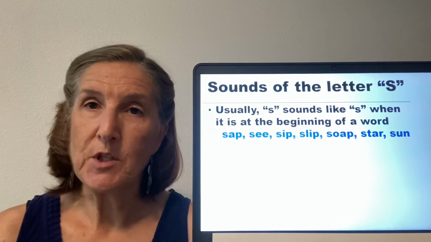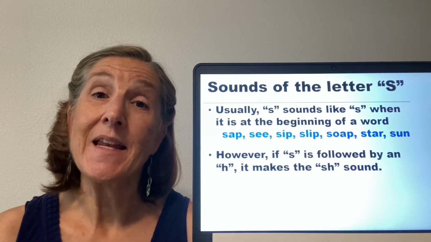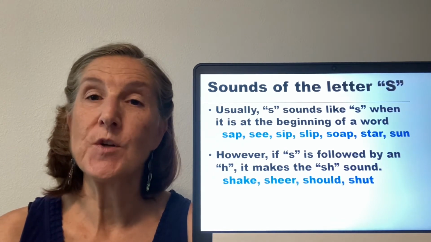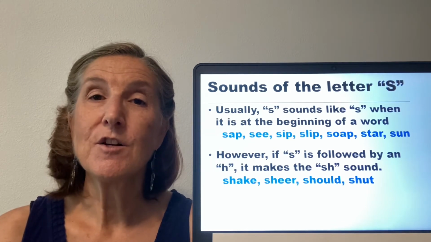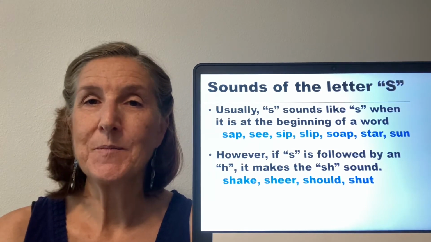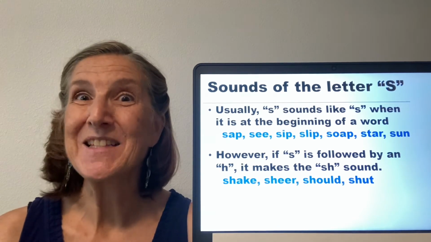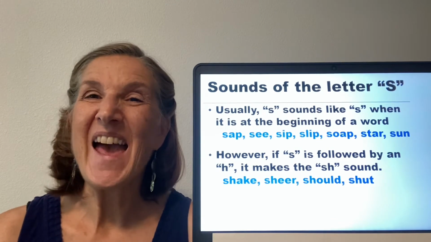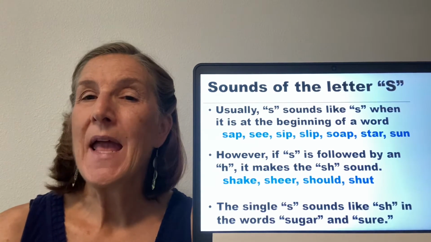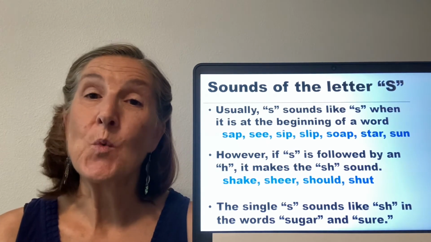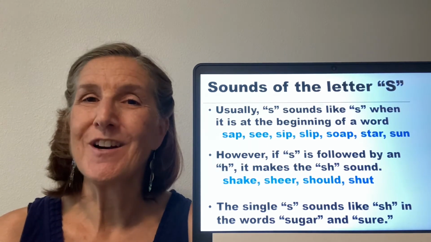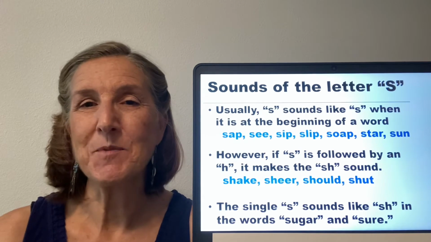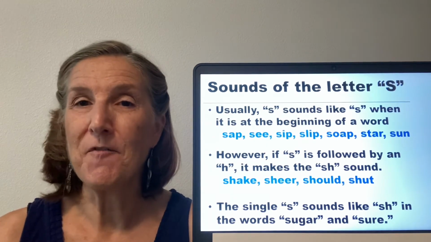There is an exception. If the S is followed by an H, then we make the sh sound, as in the words shake, shear, should, and shut. We've already talked about exceptions in the English language, and there is an exception to this S sounding like S. If the single S is in the words sugar or sure, it will sound like that SH. But those are the only two exceptions, and words that are built off of sugar and sure.